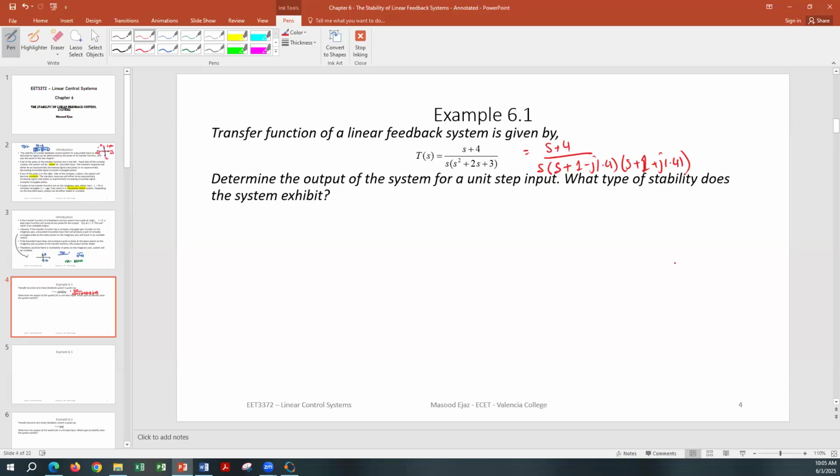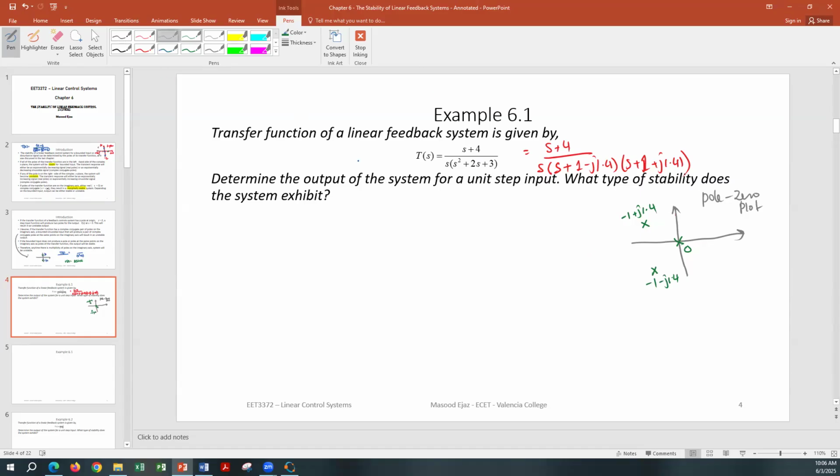Marginally stable, because you have s in the denominator, right? So if you draw the pole-zero plot of this system, at s equals 0, poles are drawn with x. And then s equals negative 1 plus j1.4 and negative 1 minus j1.4. So these are 3 poles. And then you have 1 zero, which is at s equals negative 4.